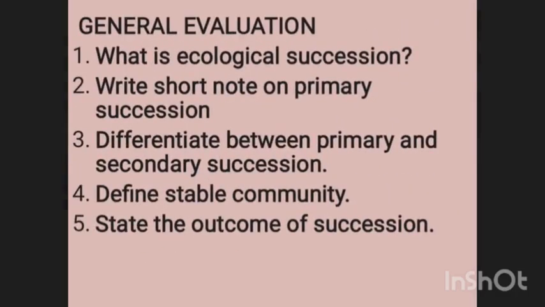And next we have: what is ecological succession? Write short notes on primary succession. Differentiate between primary and secondary succession. Number four, define stable community. And number five, state the outcomes of succession. You can state at least four outcomes of succession.